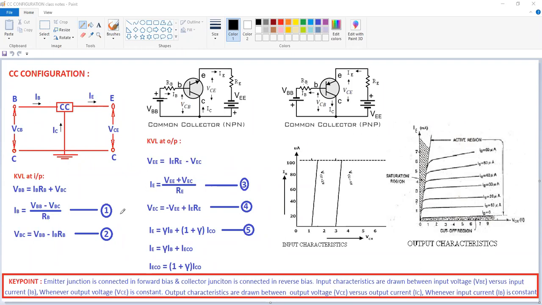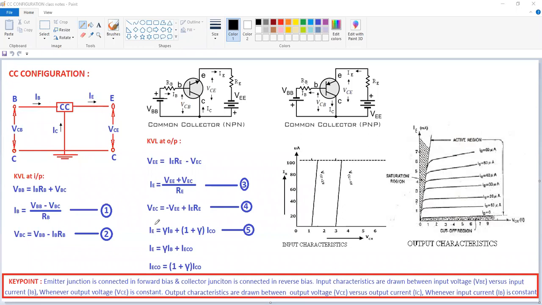In addition to these 4 equations, I am writing one more equation, that is output current in terms of reverse saturation current. Already I discussed this equation in my previous class. That is, output current is equal to the gain into input current plus 1 plus gain into reverse saturation current. So here, output current is given by IE in the case of common collector configuration.